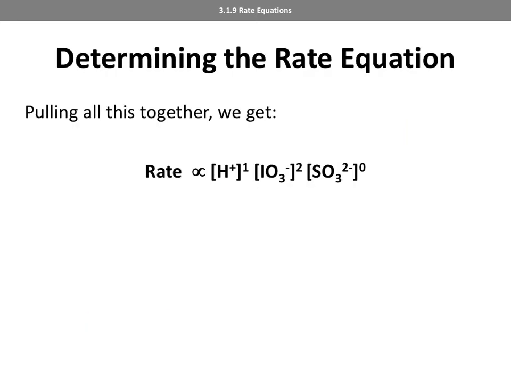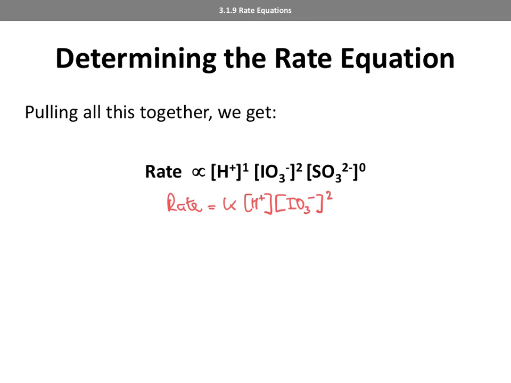So we put this all together and we get that the rate is proportional to the concentration of hydrogen ions to the power of 1, iodate ions to the power of 2, and sulfite ions to the power of 0. So now we can write our final rate equation. We don't include anything that is 0 order, so our final rate equation will look like this. Including k, a constant of proportionality, now we have an equal sign rather than a proportional sign. We are not including the sulfite ions because they are 0 order.